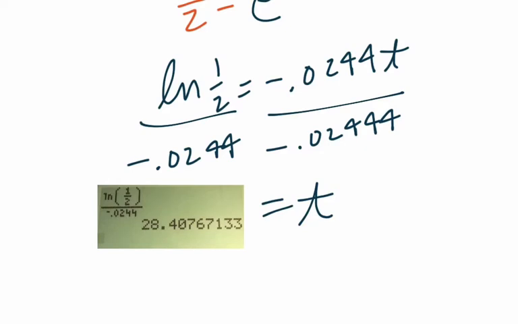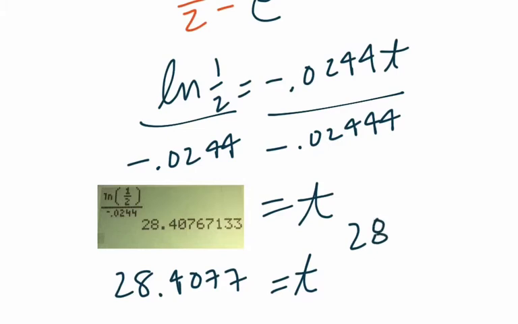And typically we round this to 4 decimal places. So it's going to be 28.4077. Now that would be years. So 28.4077 years. And what that means is it's going to take 28.4077 years in order for half of the strontium-90 to be left.